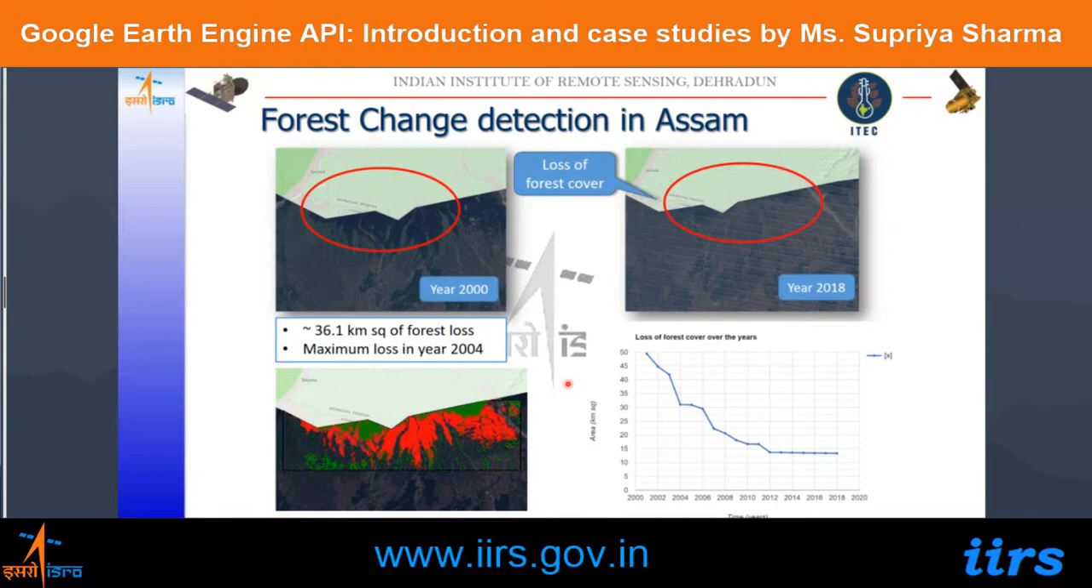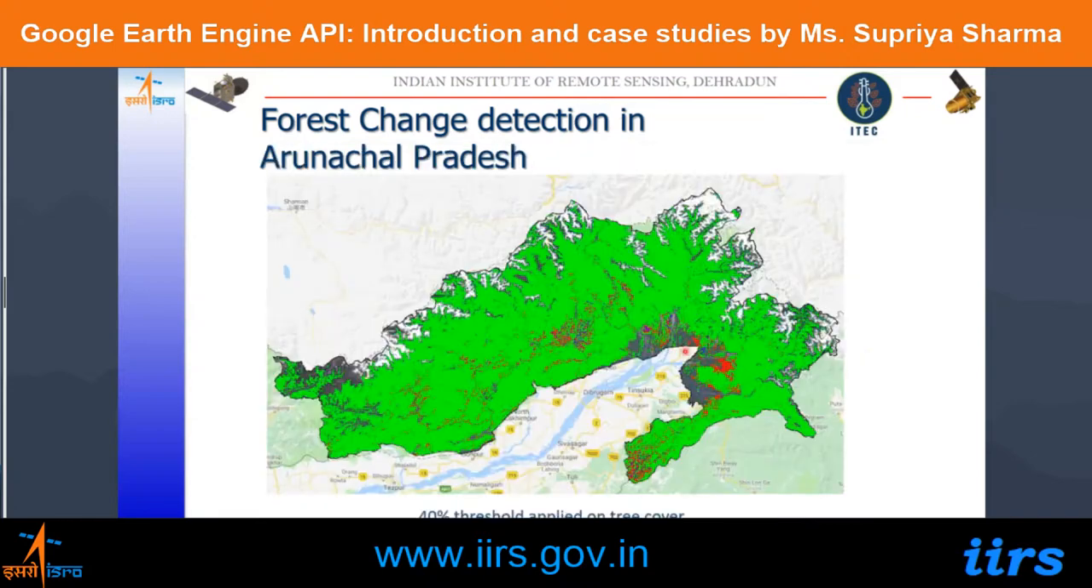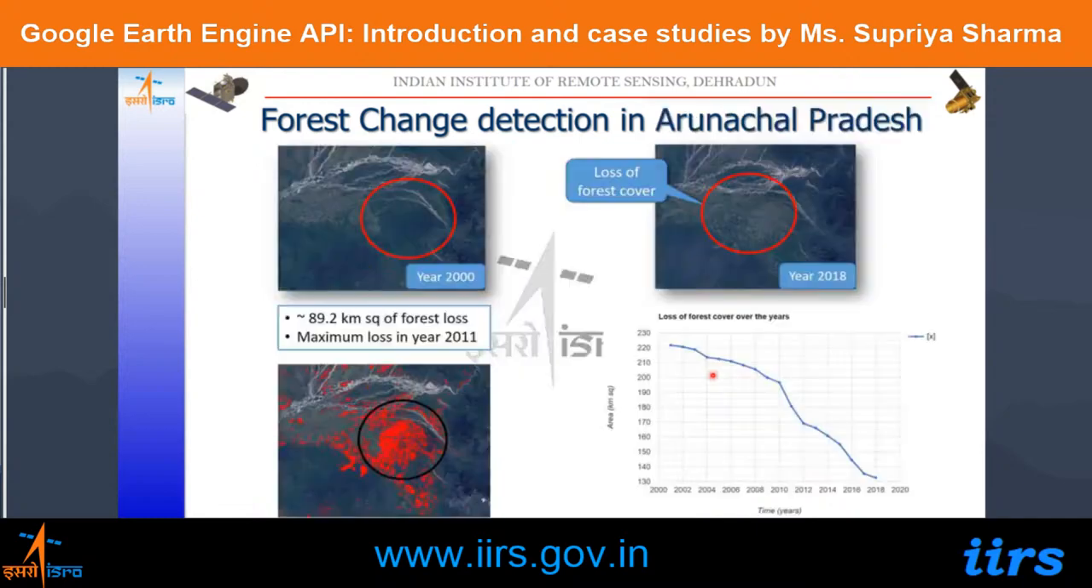Similarly, in Arunachal Pradesh, we can see, if we look at this patch, and if we zoom into this patch, you can see that there was ample forest cover present here in the year 2000, which has been completely lost in the year 2018. Again, it can be verified with the Hansen dataset.